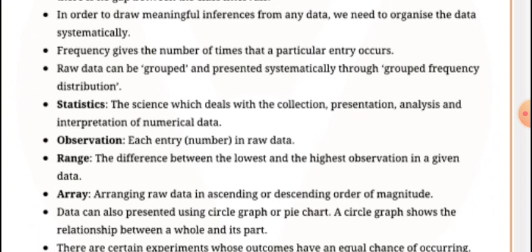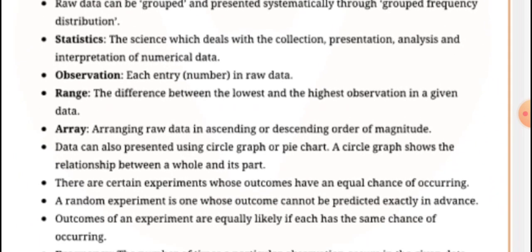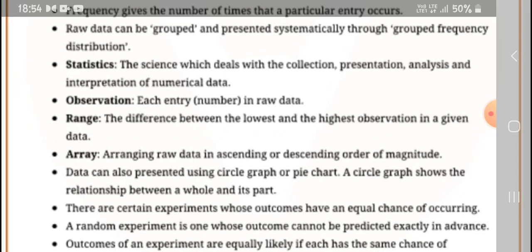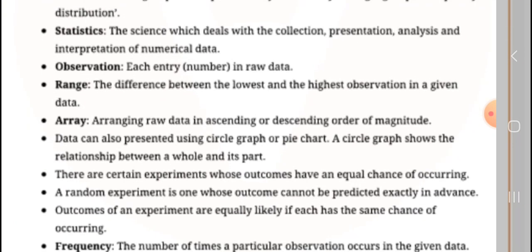Statistics is the science which deals with the collection, presentation, analysis, and interpretation of numerical data. Observation is each entry or each number in the raw data that we observe. Range is the difference between the lowest and the highest observation in a given data. And the array is arranging the raw data in ascending or descending order of magnitude.